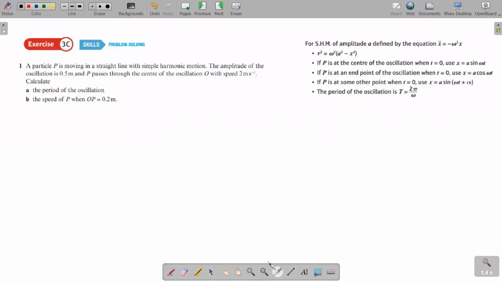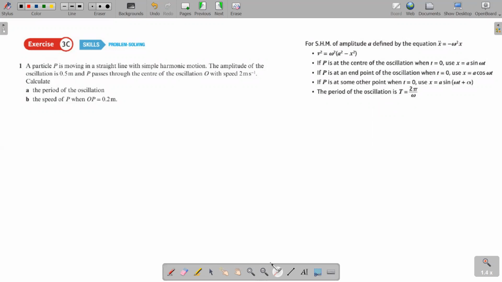Okay, so now I'll move to exercise 3C. We'll do some questions with this. We'll try to understand simple harmonic motion further. I was explaining the theories before, but I think you'll need to do these sums to understand this concept further. So let's do some questions to understand this properly.